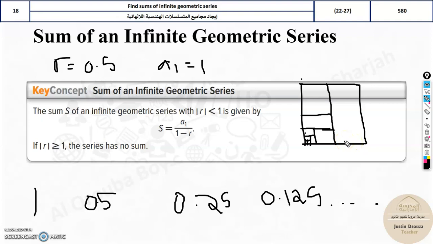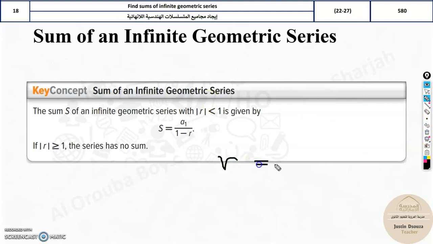So what you understand over here is that for certain r values, you can find the sum. That is, the r value must be less than 1. It can't be equal to 1 because then it would be the same number. It should be less than 1.